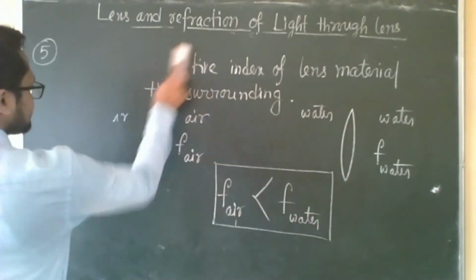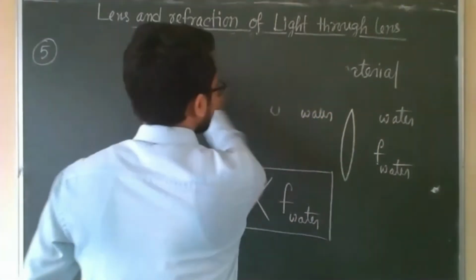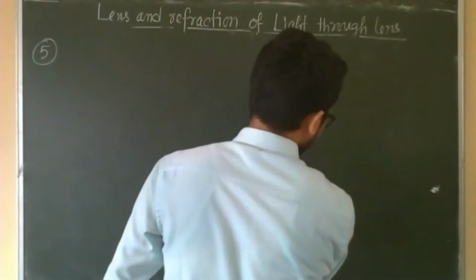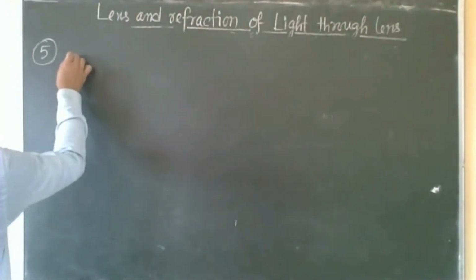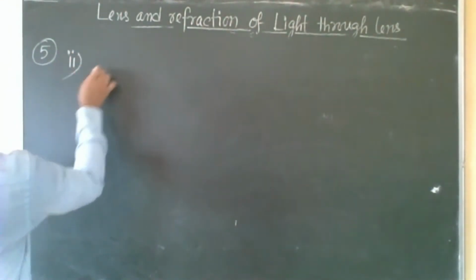Second point is the thickness, or we can say radius of curvature. So thickness or radius of curvature. Second point, thickness of the lens.